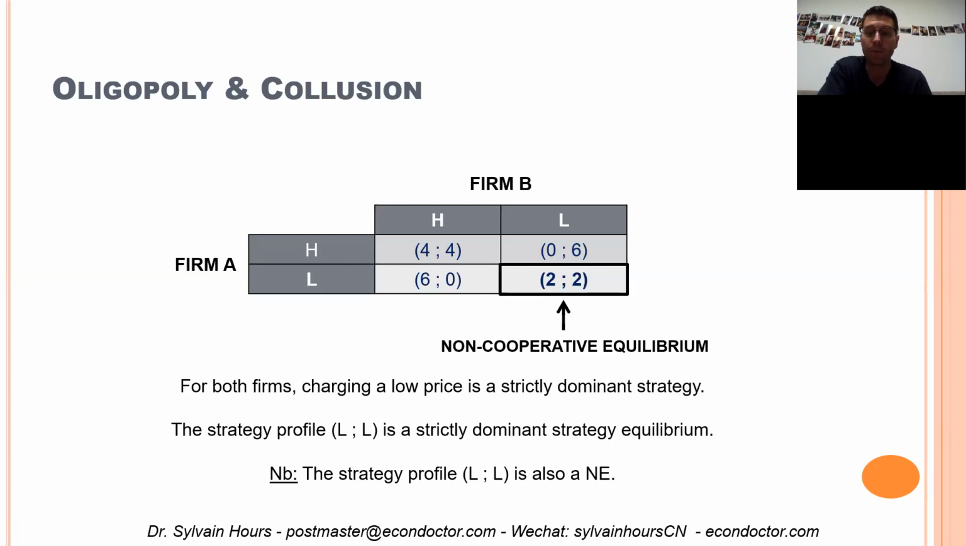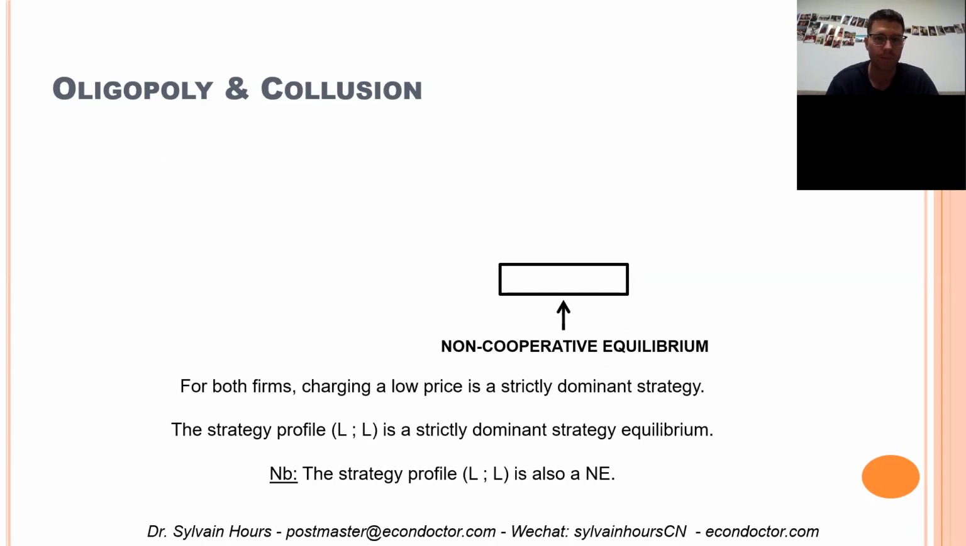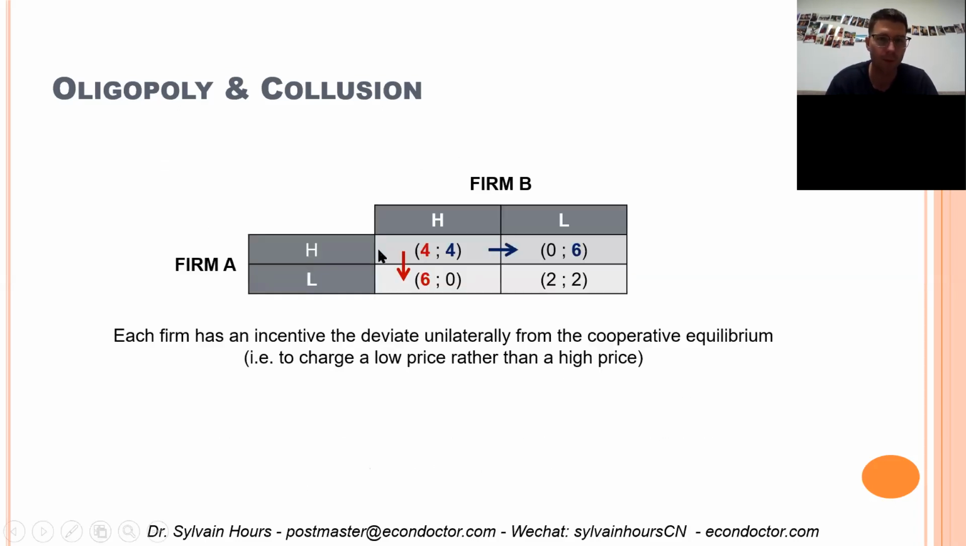Altogether, they make a profit of $8 million instead of $4 million. So if they could find a way to move from this non-cooperative equilibrium to this cooperative equilibrium, the one in which they all charge a high price, they would both increase their profit. But can we do that?